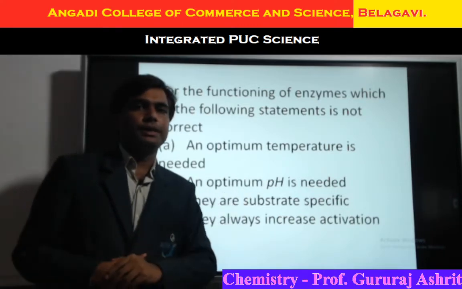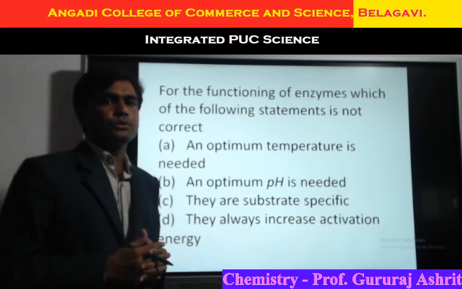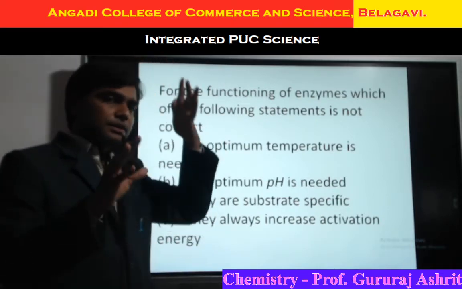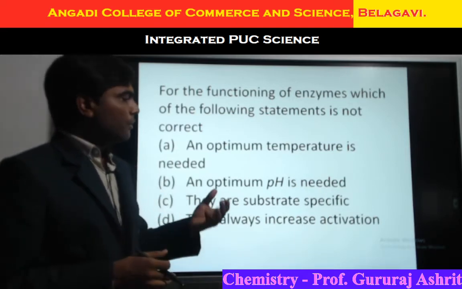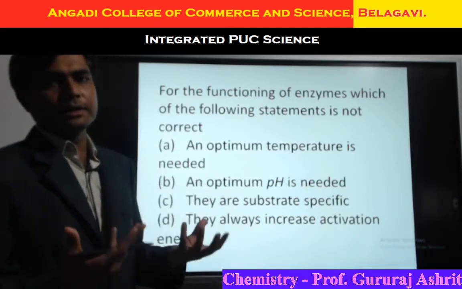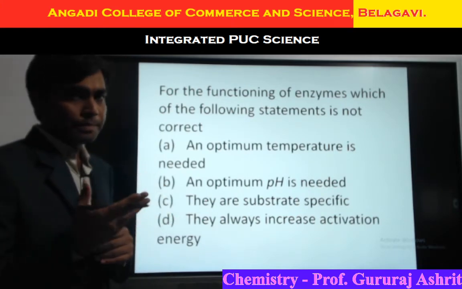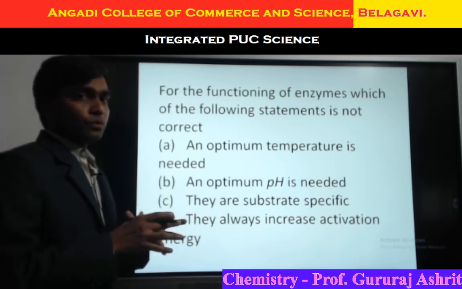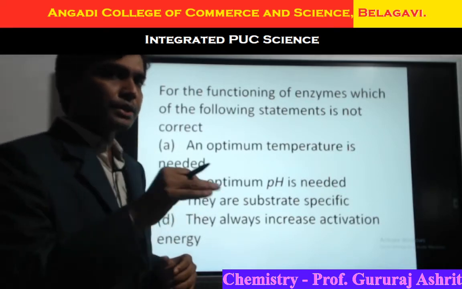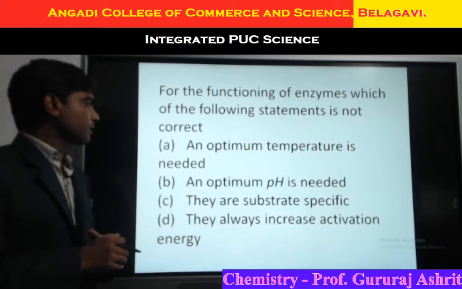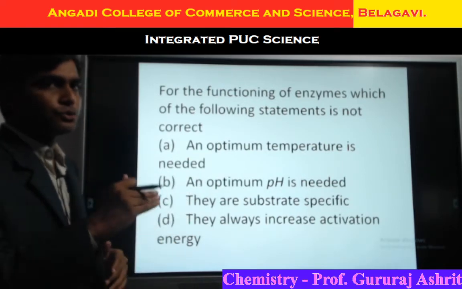Optimum pH is needed. As we know, our body contains HCl juice, and as it is an acid, the pH will be nearby 3 or 4. And when we take food, we take some acidic food, some basic food, so there will be changes in the pH level. So whether any pH is suitable for enzymes or a fixed pH is suitable, we want to discuss. So an optimum pH is needed, it is correct. That is 6 to 7.